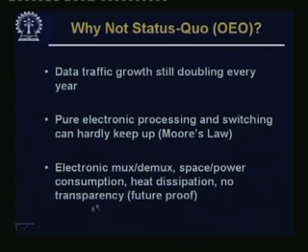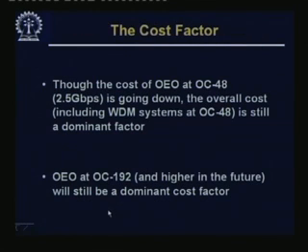So, when the technology moves on, these intermediate nodes will also have to be changed, whereas optical switching, since it is transparent, does not care if you change what you are sending through that pipe. The cost factor of course weighs the heaviest. Though the cost of OUO at OC48 is going down, the overall cost including the WDM system at OC48 is still a dominant factor. So, OUO at OC192 and higher in the future will still be a dominant cost factor.